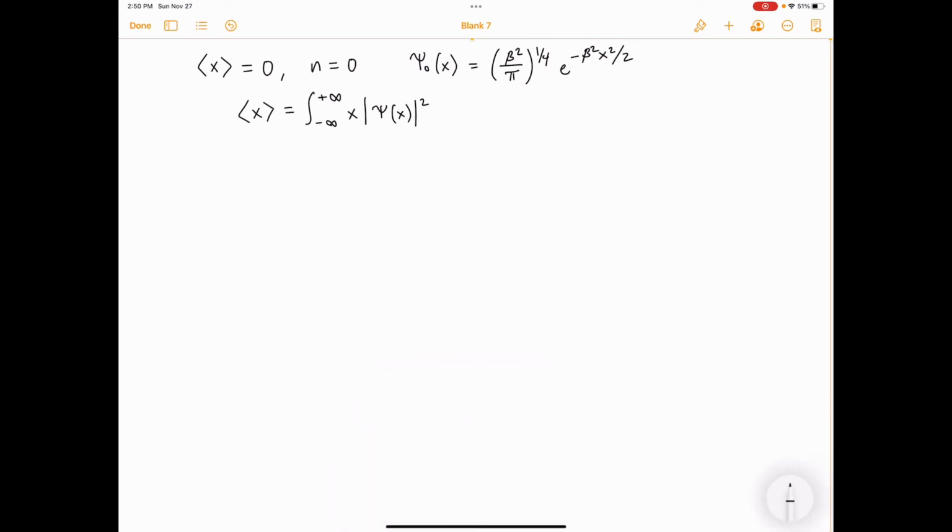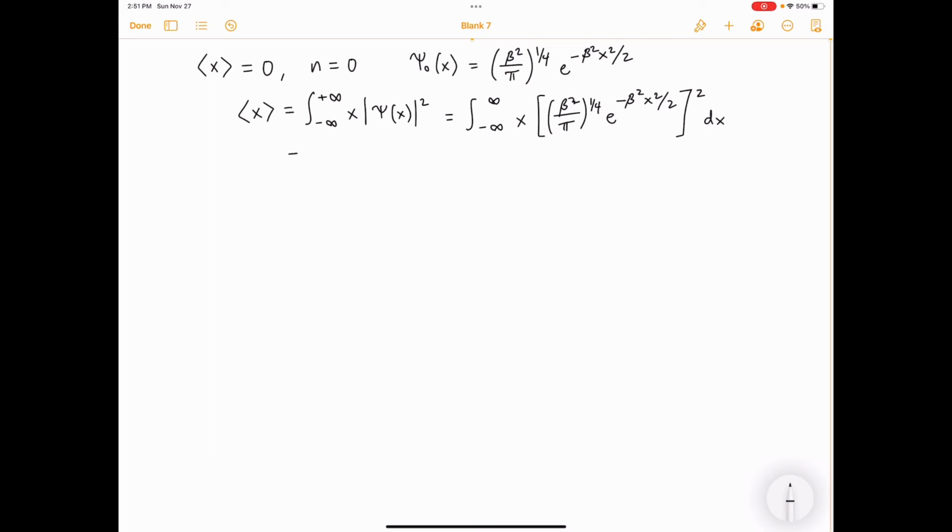So what happens when we do that is we have the integral from minus infinity to infinity of x, and then we have beta squared over pi to the 1/4 power times e to the minus beta squared x squared over 2, and then we're squaring that whole thing times dx.